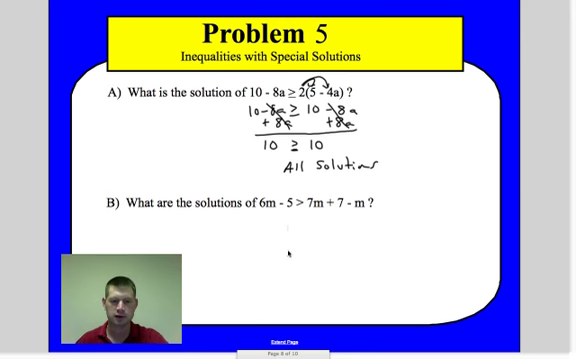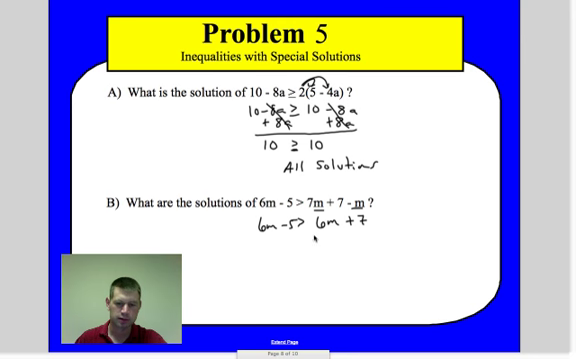Okay, so let's look at this one down here. I have 6m minus 5 is greater than 7m plus 7 minus m. Well, I don't have grouping symbols, but I do have variables on the same side, so I want to simplify that first. So I have 7m, I take away 1m, I now have 6m. Okay, and that's still plus the 7. Over here I have 6m minus 5. Now here's where a lot of mistakes happen. A lot of people say, oh, 6m, it's just like up here, so it's all solutions. You must work this out before you jump to conclusions.